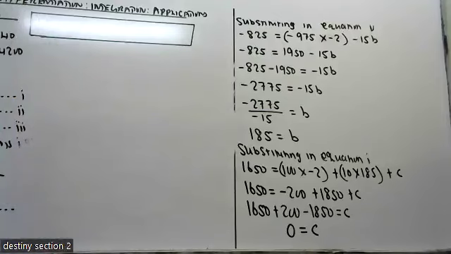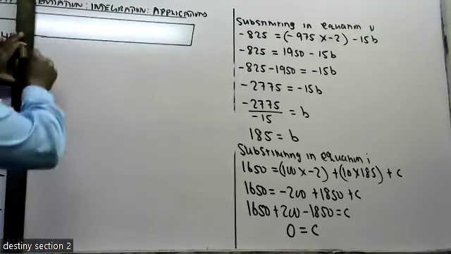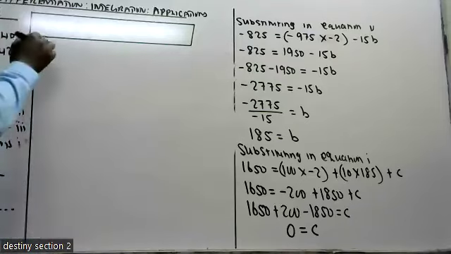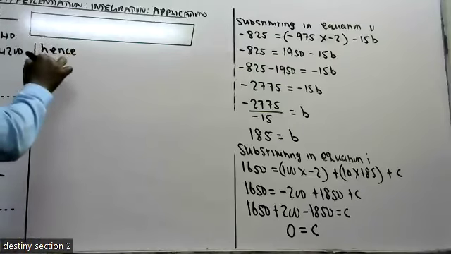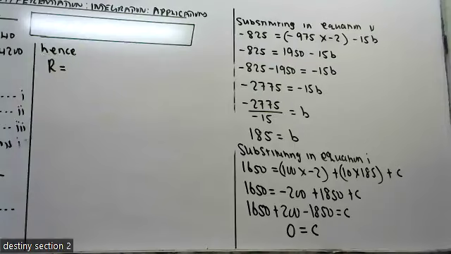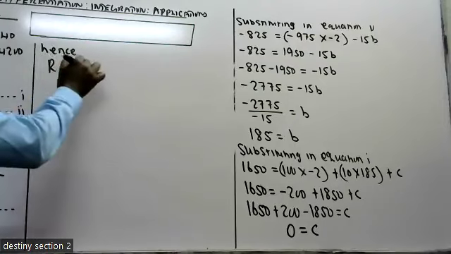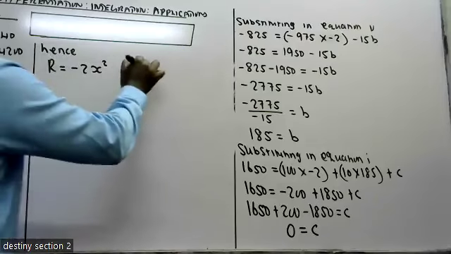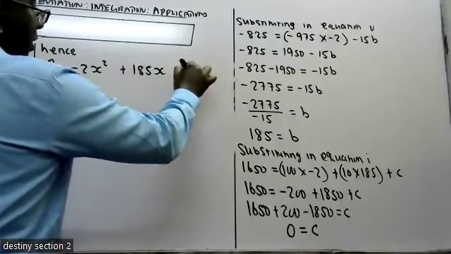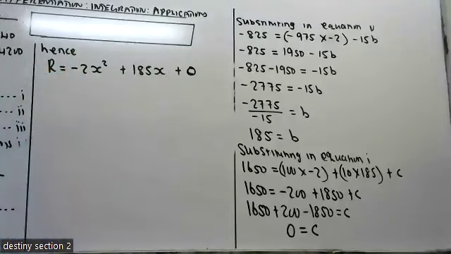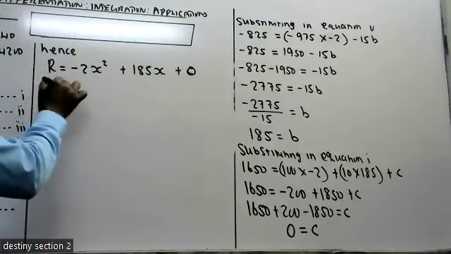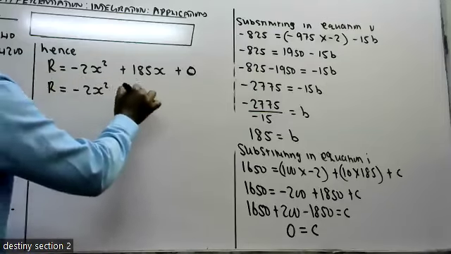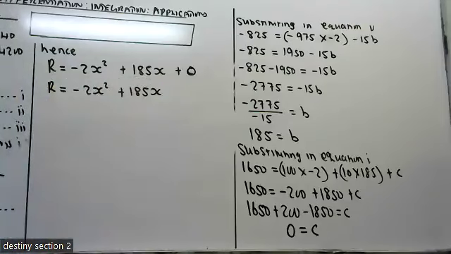And if 0 is equal to C, I still proceed and say, hence, R, which is my function, it is the value of A, A equal to negative 2. So negative 2x squared plus B, B we got 185, so 185x plus C, which is 0. So this one you can just narrow down to R is negative 2x squared plus 185x. That's how we develop a quadratic function.